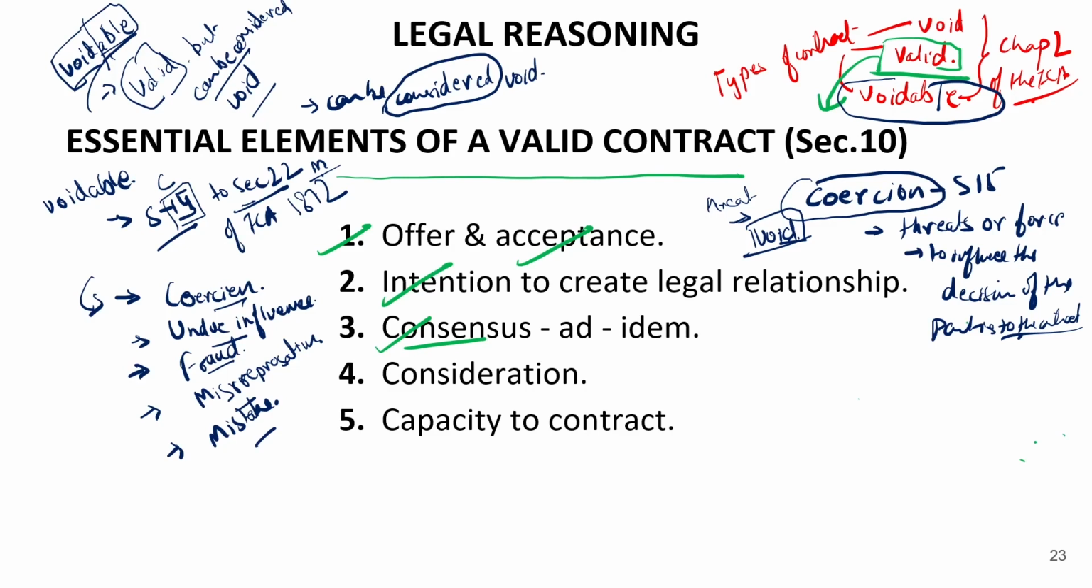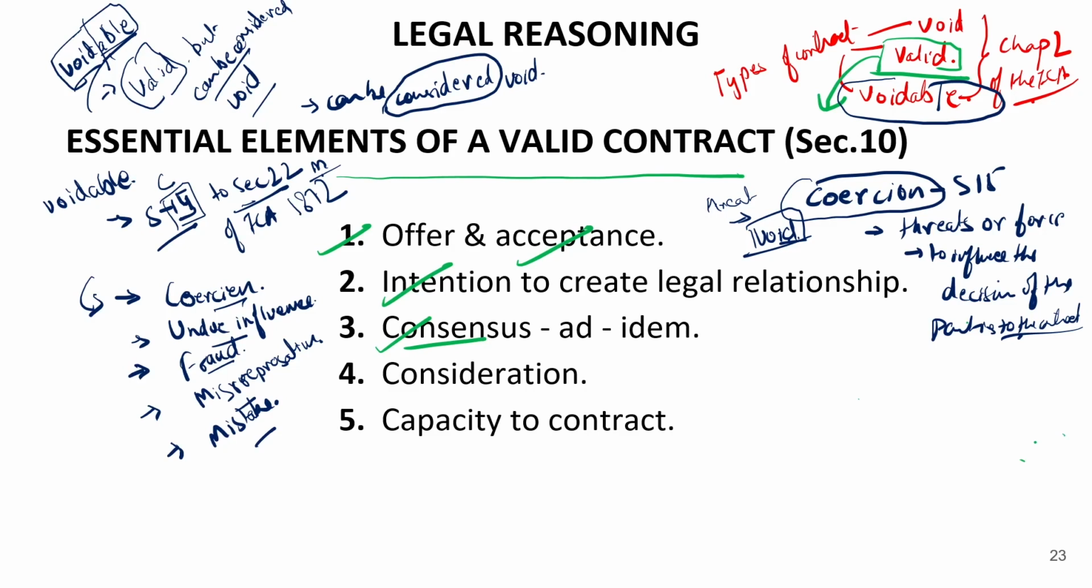Now, voidable contract specifically means that if these 5 grounds are present, and the consent has been influenced by external means of coercion, undue influence, mistake, and misrepresentation, then obviously, at the desire of the person, it can be converted to void.